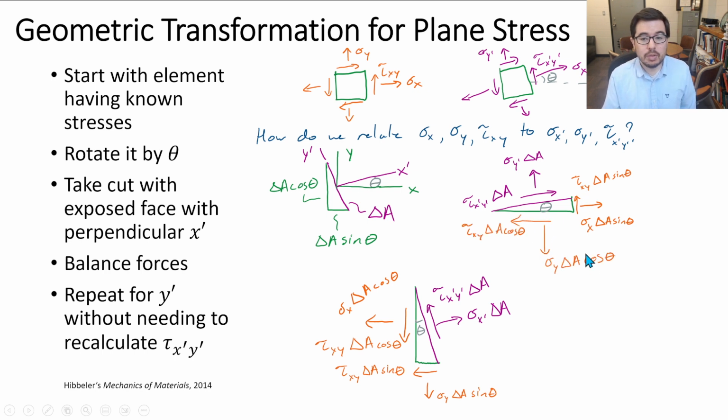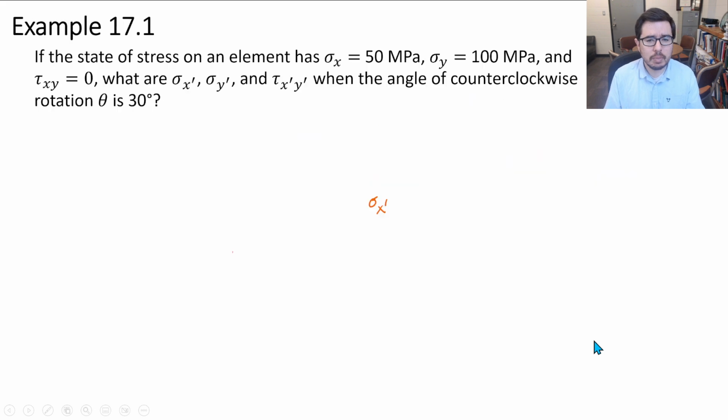And so we can also do force balance to calculate out what sigma y prime is, right? So this is the repeat for y prime without needing to recalculate tau x prime y prime. So if we do our force balance and we calculate out tau x prime y prime here, we don't need to do it again when we create this free body diagram, okay?